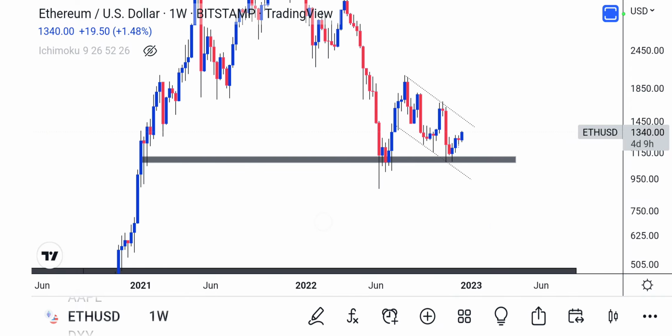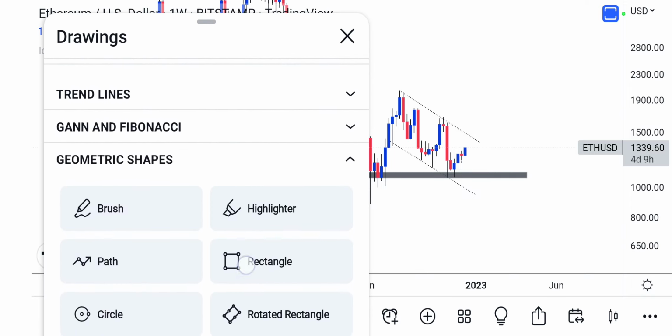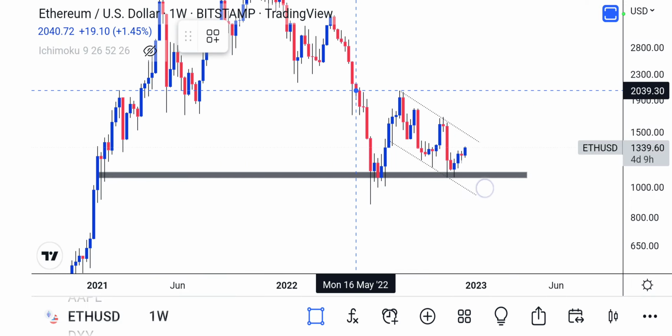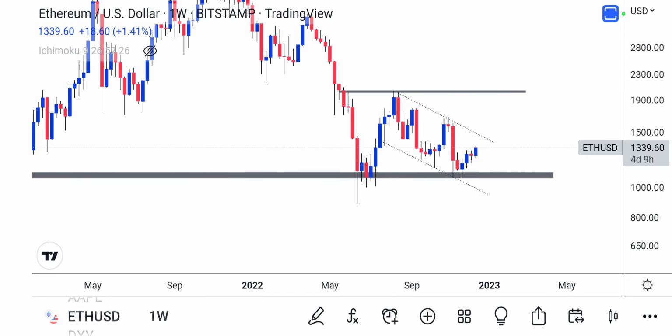So what I'm looking at here, if this breaks out from here, take note of this. This is a weekly time frame. We might likely see a double bottom, but take note of this. A double bottom will only be confirmed when price moves to this level of resistance. There are a lot of resistance here. First one is here, second one, third, and this is the last one here.